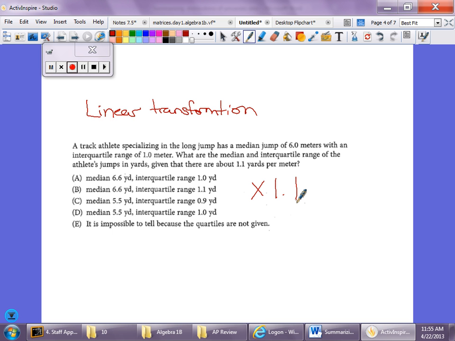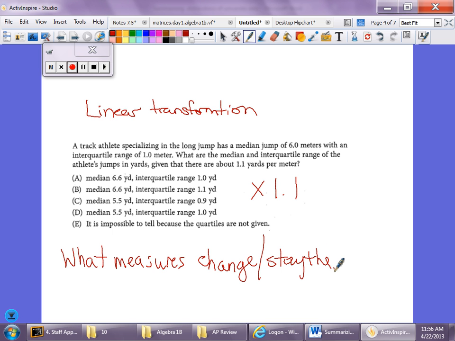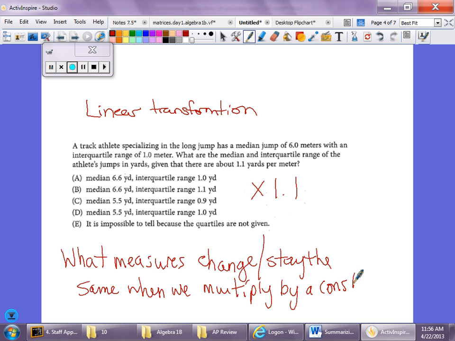So we need to think back to what measures change when we multiply or divide by a constant. Okay? So the question here really becomes, what measures change or stay the same when we multiply by a constant? I'm not going to tell you. It should be in your notes.